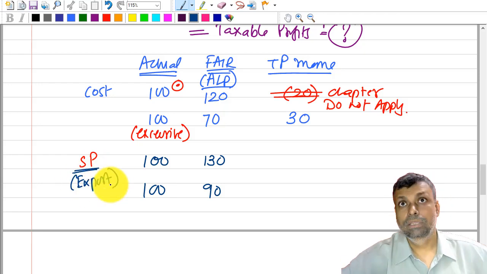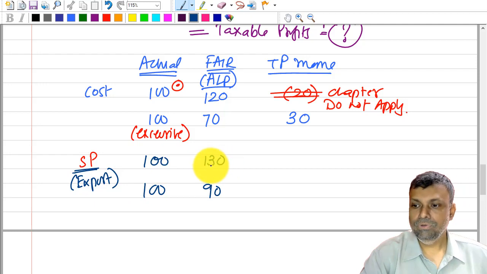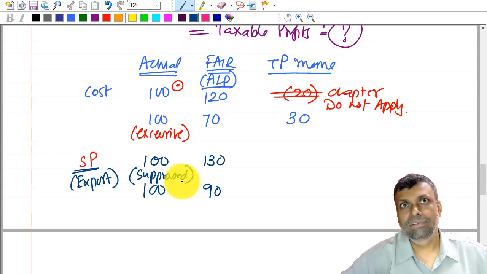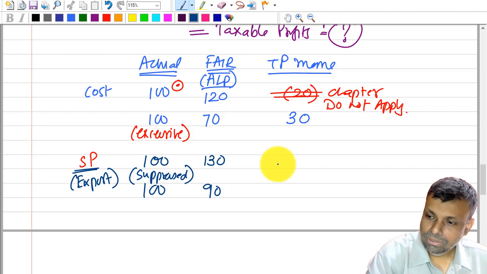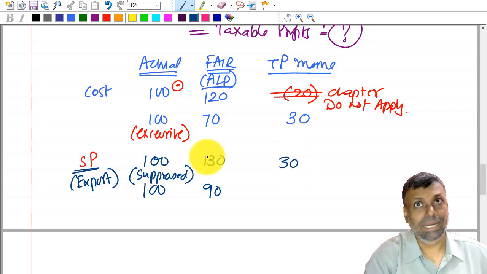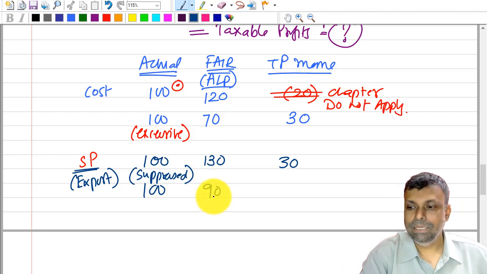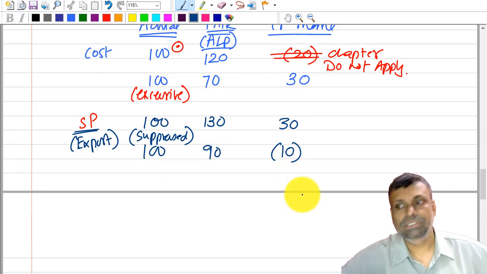But you should not forget the basic thing, that it should be an international transaction and it should be between associated enterprises. Okay. So here, if your reasonable selling price should be 130, what you have done is suppressed the selling price, and because you have suppressed the selling price, you have suppressed the profits. The lower selling price means lower profits. So this 30, the difference between 100 and 130, is going to be a transfer pricing income. But if your fair selling price is 90, for example, in that case there is going to be a transfer pricing loss.